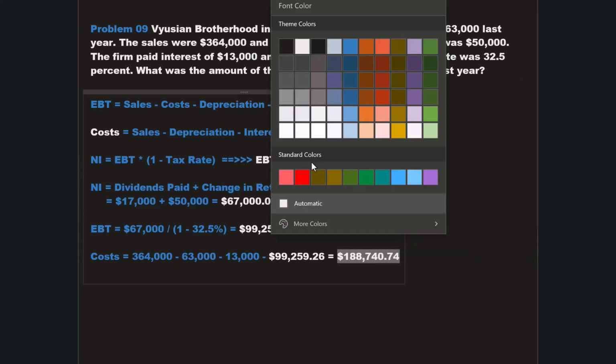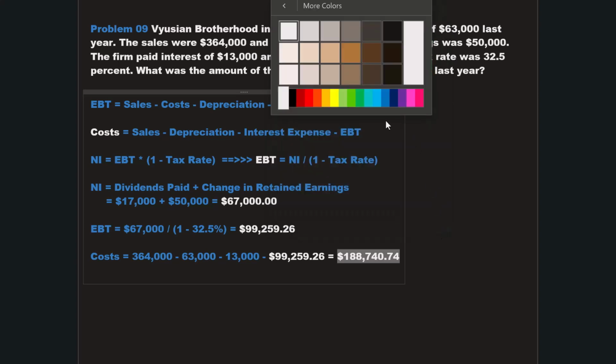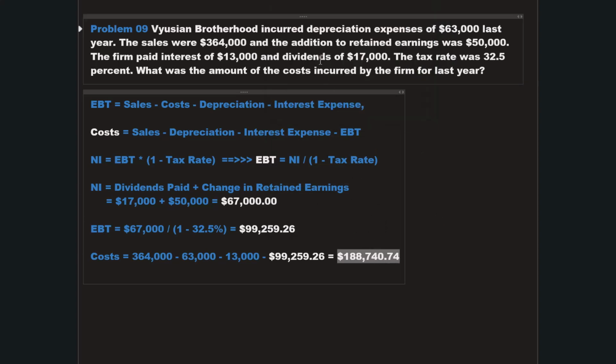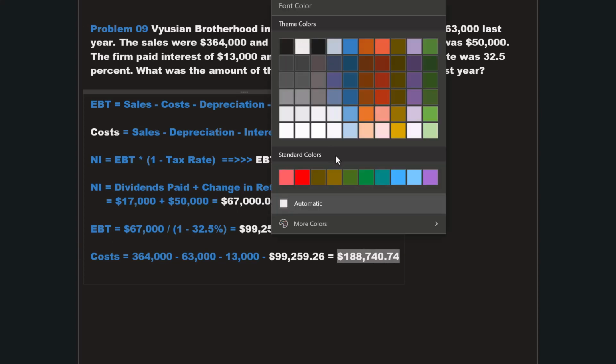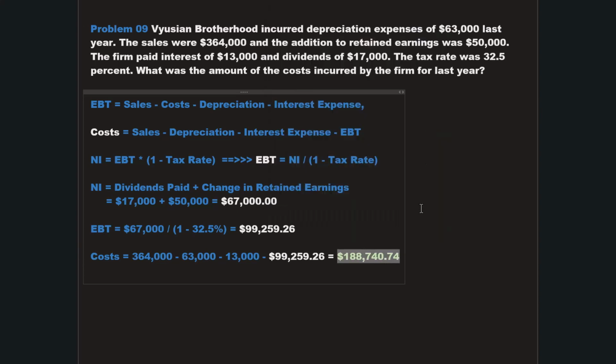I'll just use a different color for that. Yellowish, maybe, if I can find a yellow. Right here. Let's make it greenish.